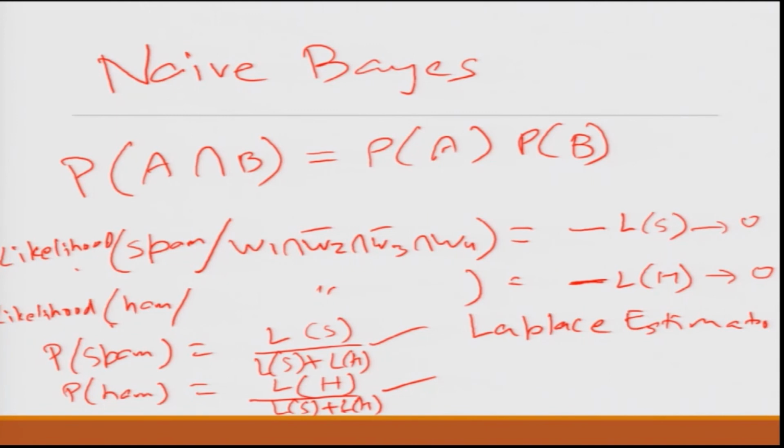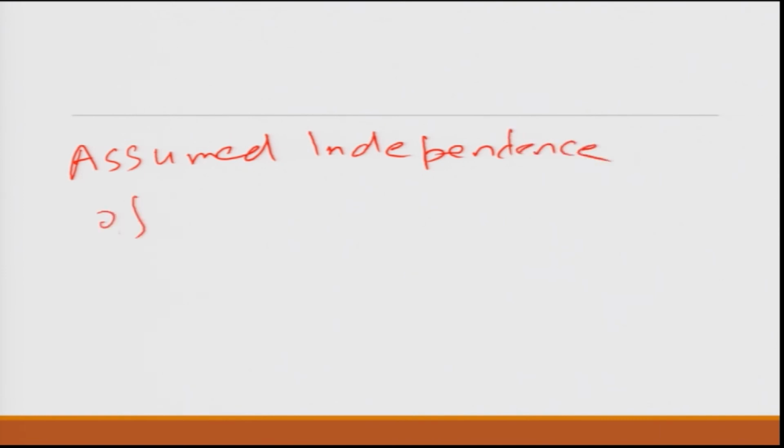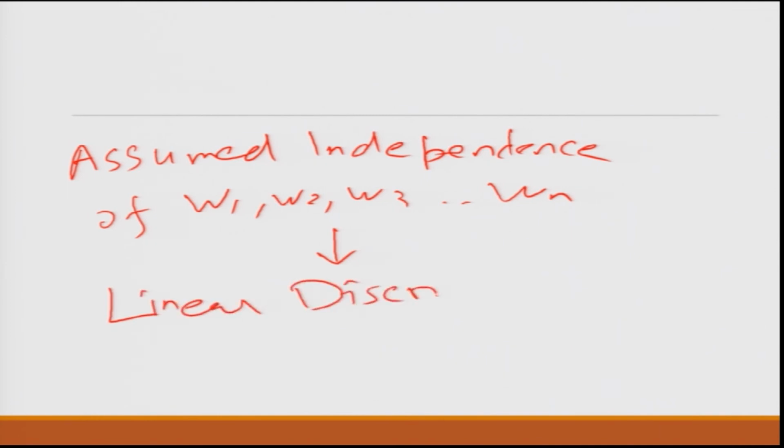the naive Bayes. Now, in naive Bayes we assumed, let us be very clear, independence of W1, W2, W3, Wn. Now, this is a part of a more generic algorithm set called linear discriminant analysis.